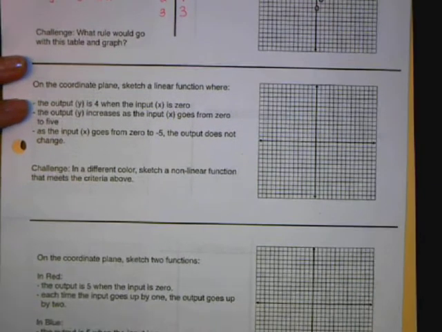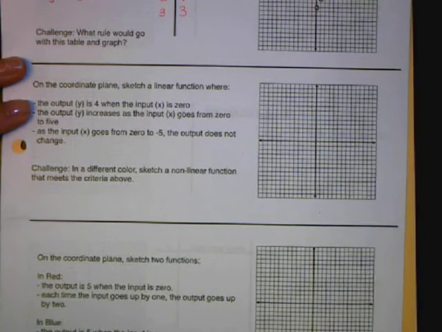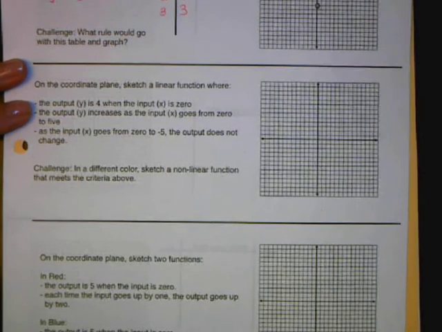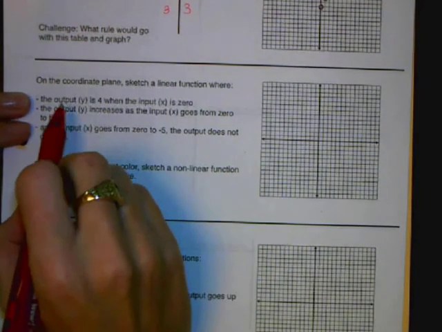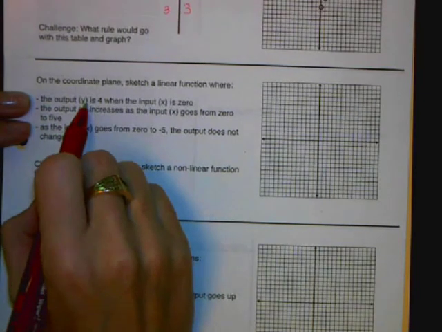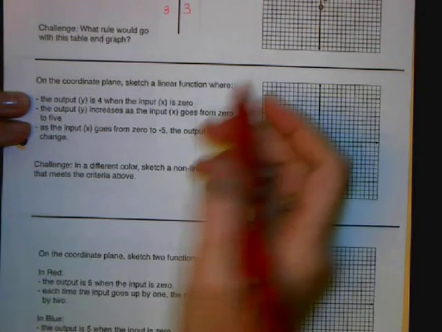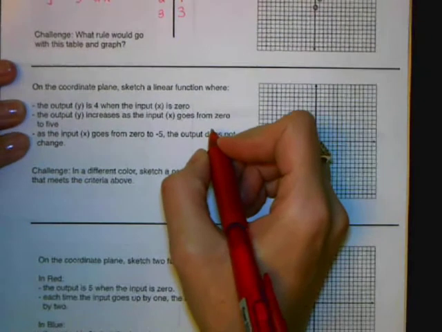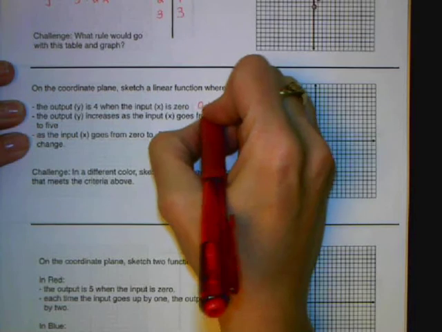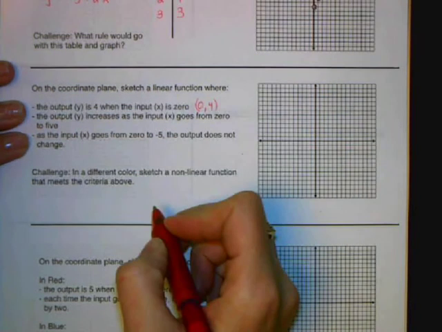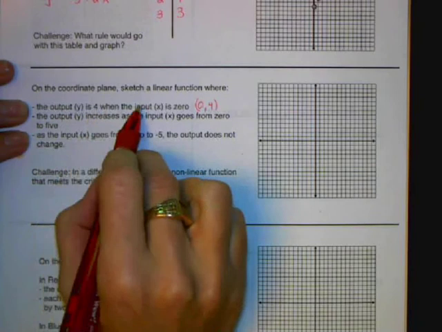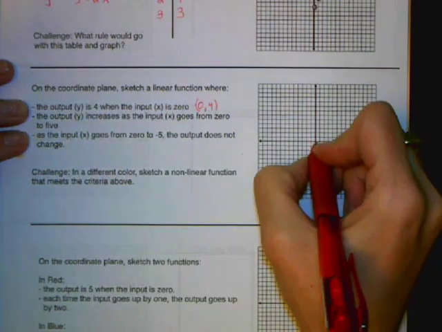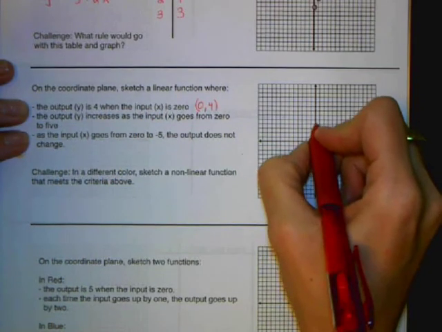Next, I'm going to give you some descriptions about a particular linear function, and I'm going to ask you to sketch its graph. So the output, that is the y value, is 4 when the input is 0. That means that the point (0, 4) is on my linear function. Okay? So the output is 4 when the input is 0. (0, 4). 0, 1, 2, 3, 4.